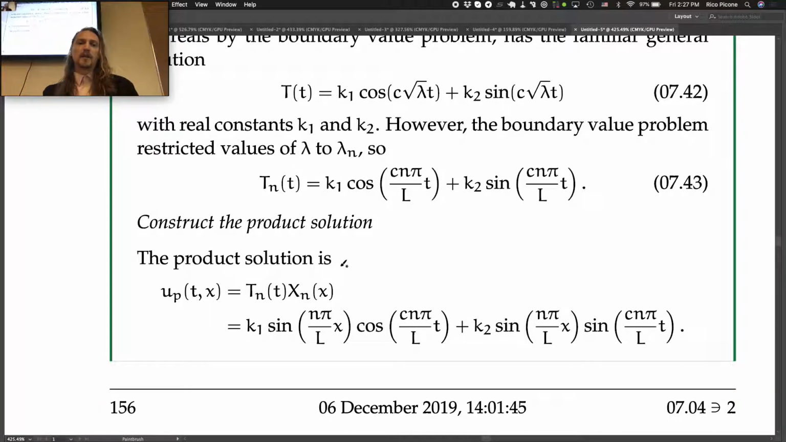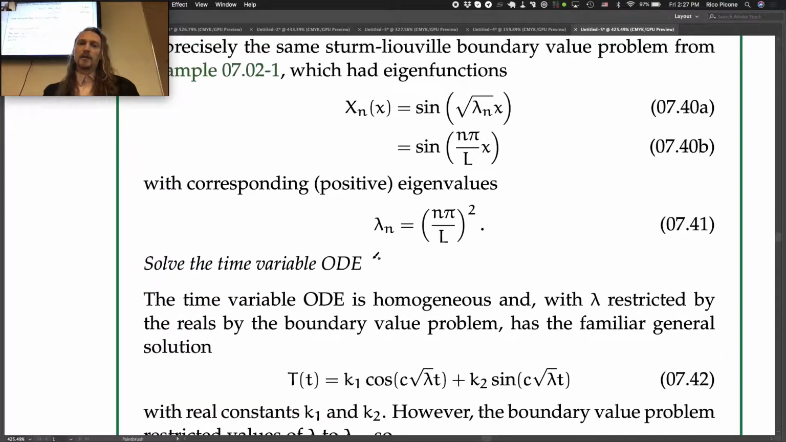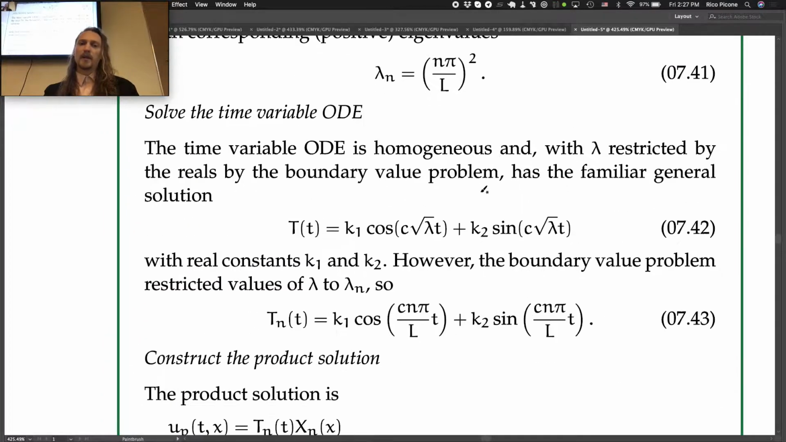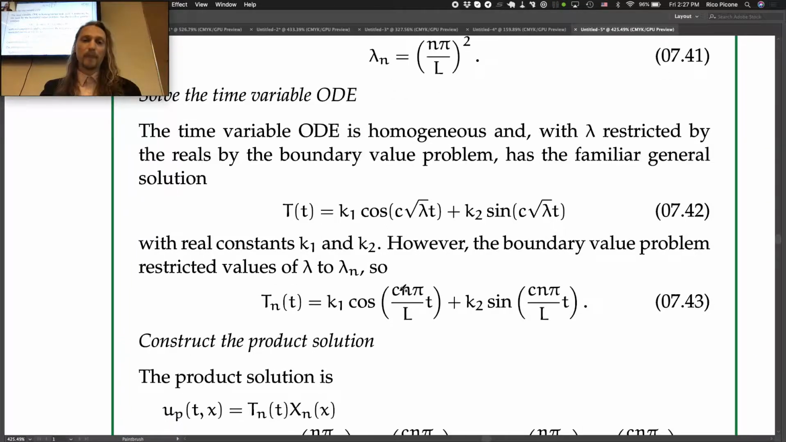Okay, construct the product solution. So we have our eigenfunctions for x. We have our time solution. Now, notice it's kind of nice because when we solved the time one, we didn't have to consider the complex lambda situation because we knew that we had real eigenvalues. Those are the only ones that we have in our boundary value problem solution. So we don't need to go into what happens if we have complex roots, because these are always going to be positive. So that was nice. Real and positive.